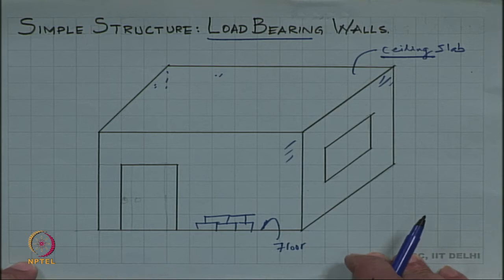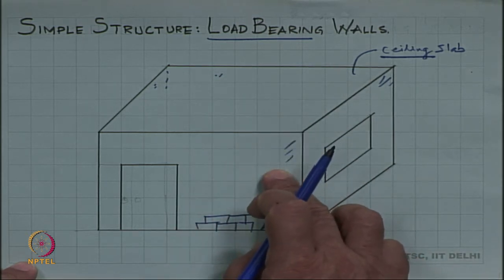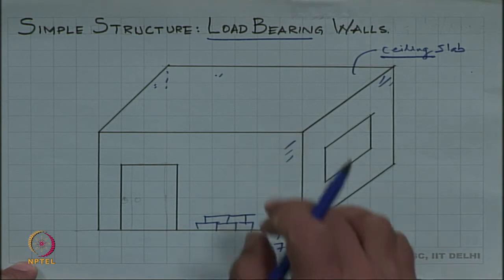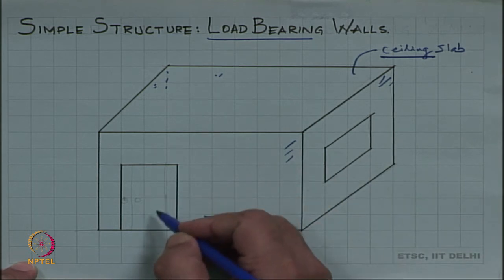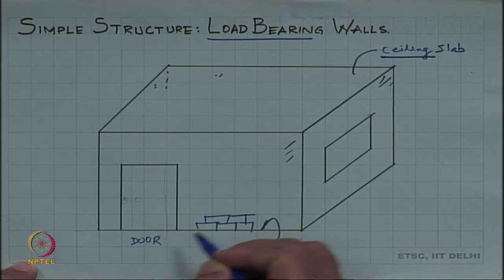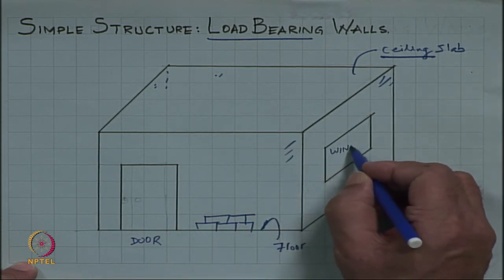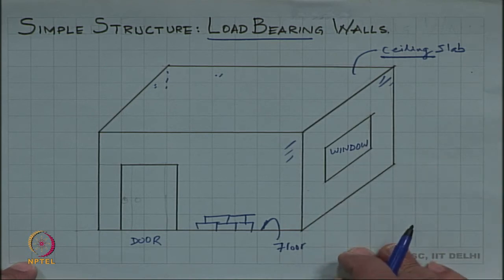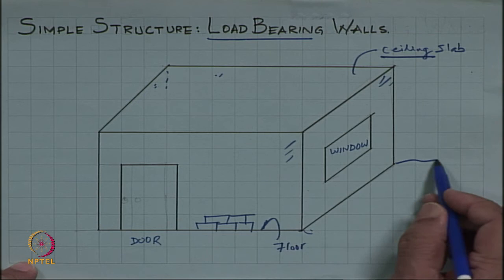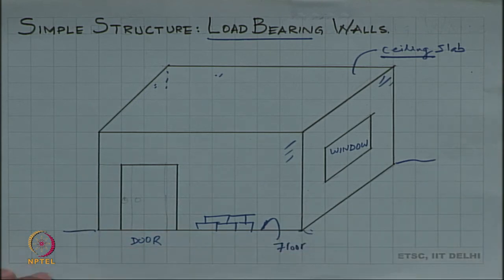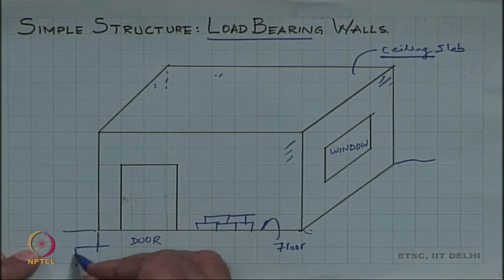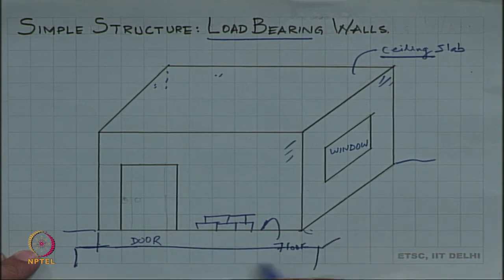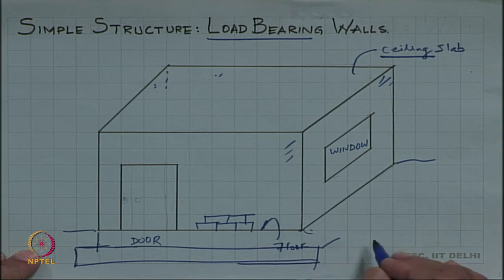What it also means is that if you try to break some of these walls, you are compromising the integrity of the structure. In this, I have shown two typical features. One here, this is a door, and on this side, this is a window. This is sitting on the ground, but all these structures start below the ground. And this is a very important part called the foundation.